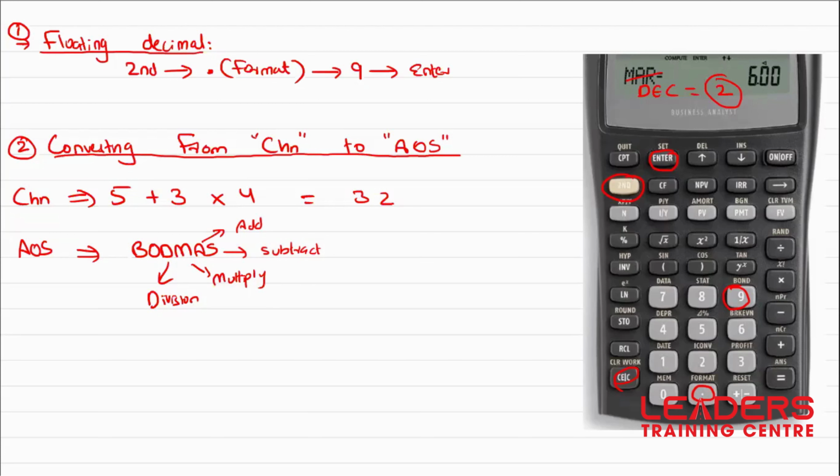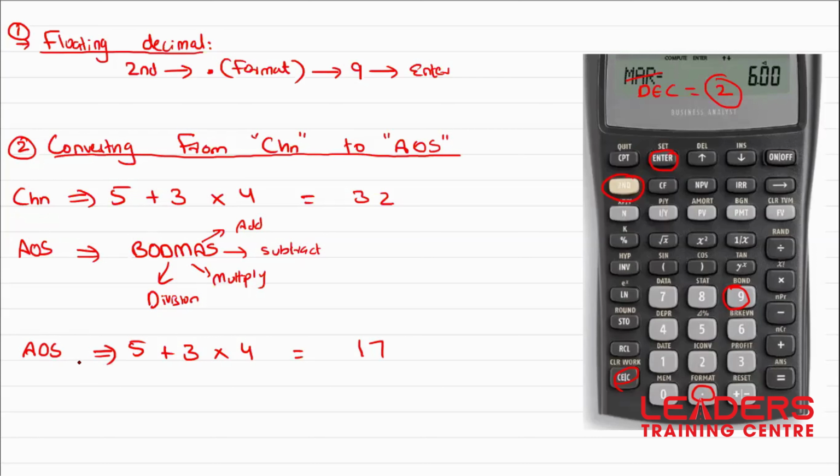So if using the algebraic operating system, we should get a different answer. In this equation, we will multiply first before we add. So 4 multiplied by 3 is 12. 12 plus 5 is 17. So according to the algebraic operating system, the answer should be 17, which is generally assumed to be the correct answer. But your calculator, when you do the calculation, actually gives you 32.